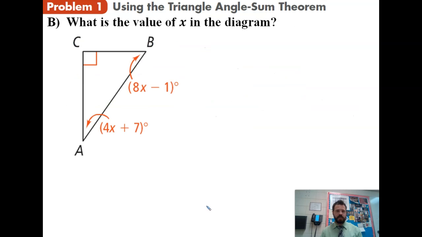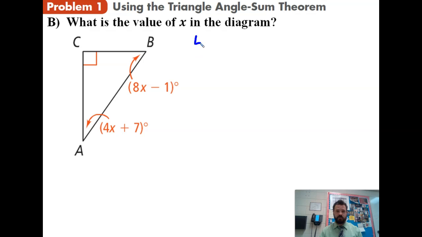All right, in part B, we're going to show you how we can solve an algebra type problem using our triangle angle sum theorem. So B says, what's the value of x in the diagram? So we have a triangle, we have expressions for all 3 angles, and I'm going to need to set up an equation to solve for x. Now what I know is that for any triangle, again, all 3 angles should add to 180. So what I can do for this one is add all 3 angles together.